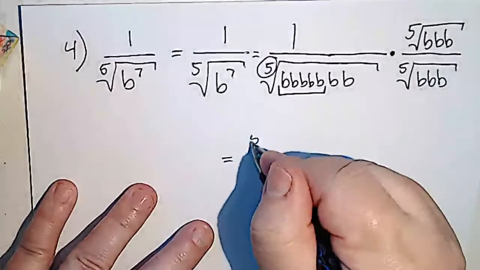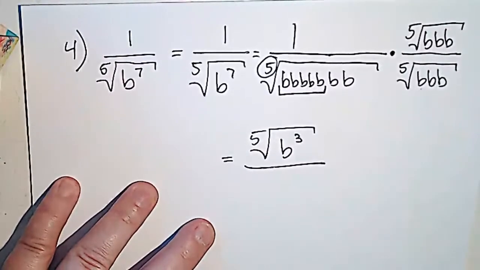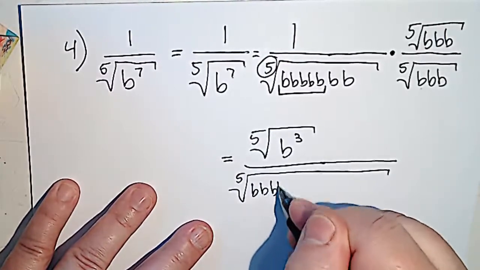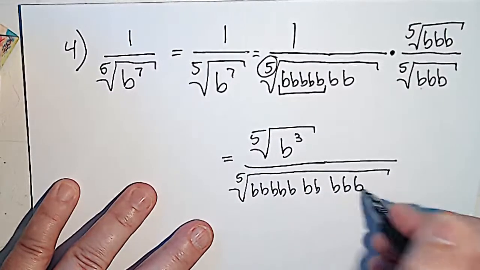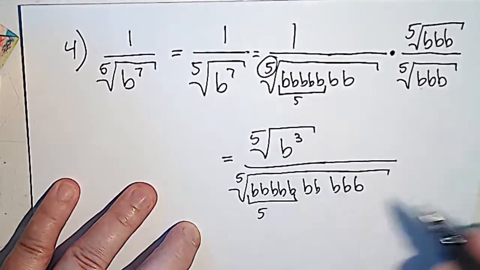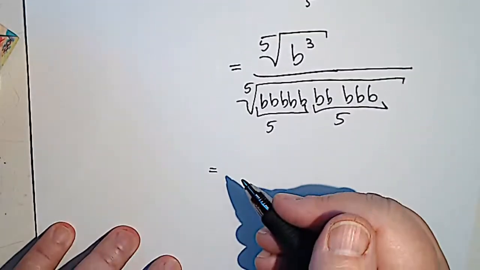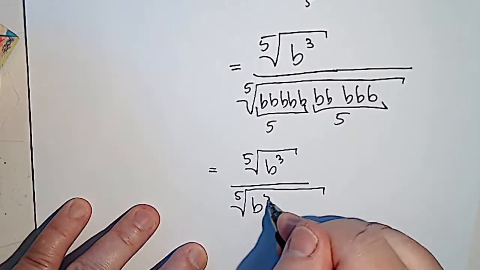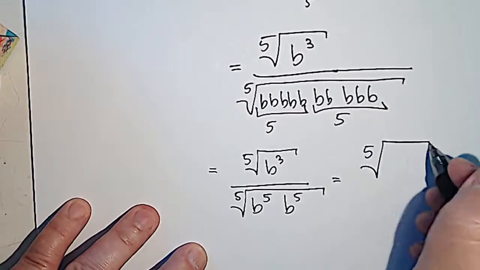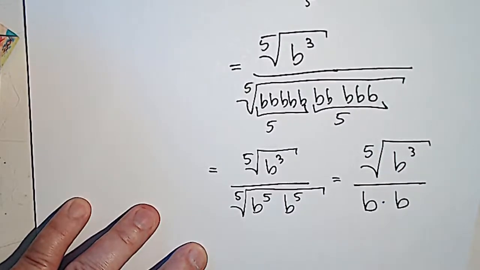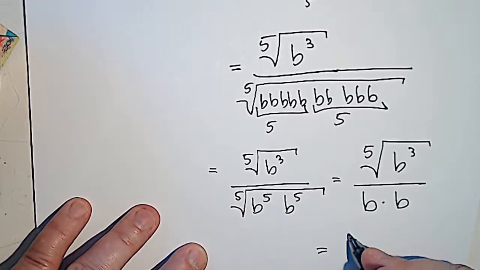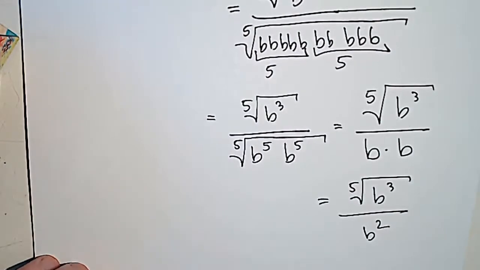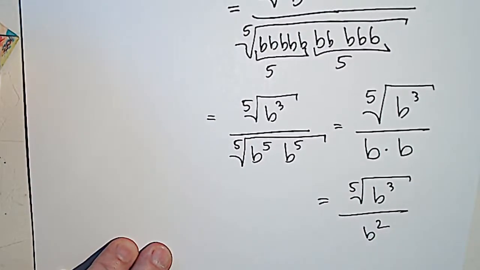So let's look. Once I multiply, yes, I've made a mess up top. That's going to always happen. You're always going to make a mess on top. But down in the bottom, in the denominator, I've got b, b, b, b, b, b, b, b, b, b. Got these 5, and I've got these 5. So I've got the 5th root of b cubed up top, and then I've got the 5th root of b to the 5th times b to the 5th, and each one of these makes it out, so that's b times b. So that's the 5th root of b cubed all over b squared.